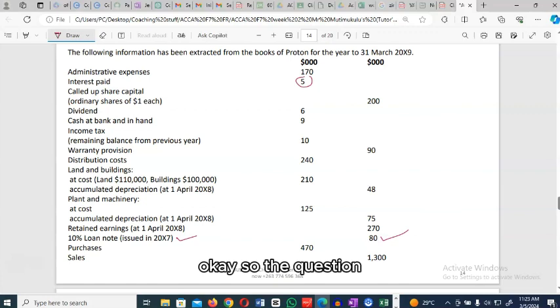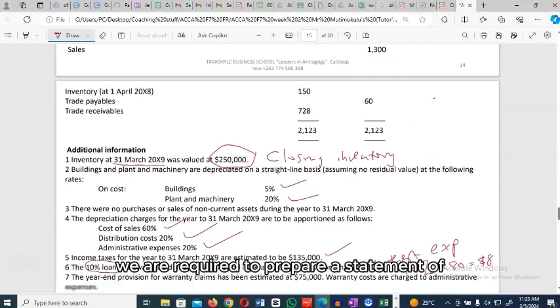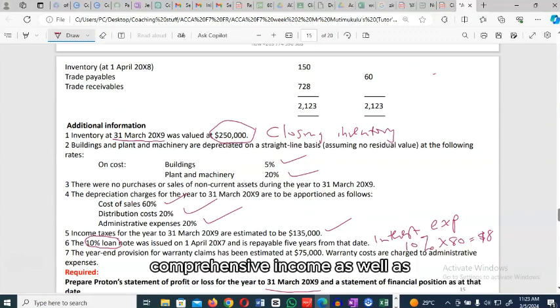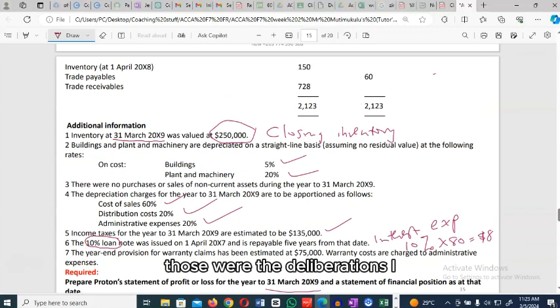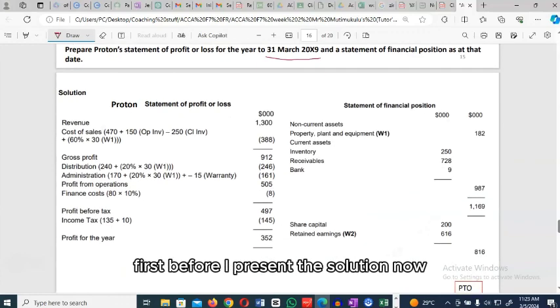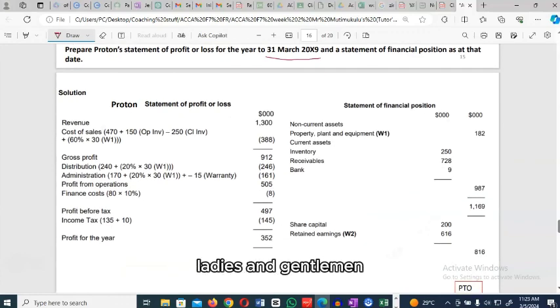Okay, so the question, and these are the figures, ladies and gentlemen, is for Proton. We are required to prepare a statement of comprehensive income as well as financial position. Those were the deliberations I thought I needed to discuss with you first before I present the solution. Now, this is the solution, ladies and gentlemen.